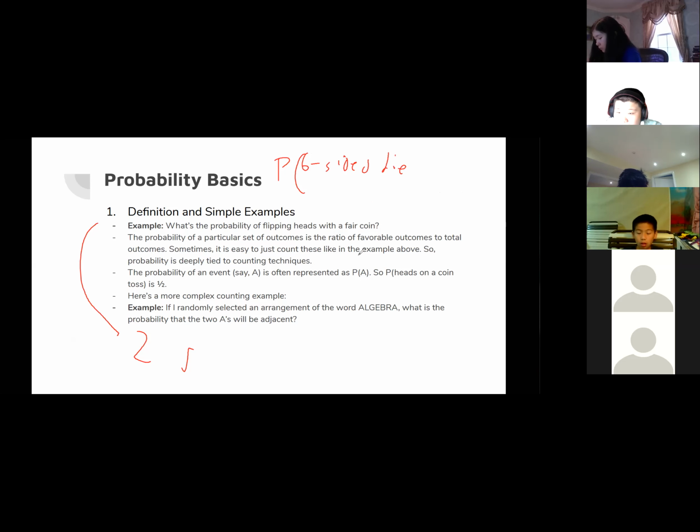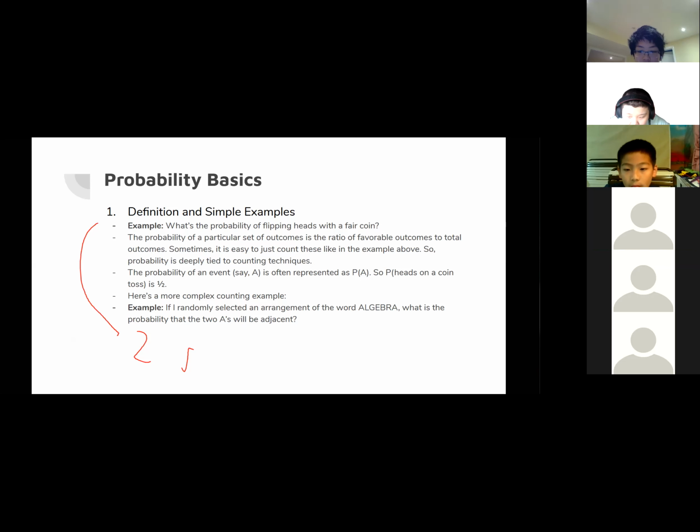Here's a more complex counting example, a reminder of some of the counting techniques we used before. If I randomly selected an arrangement of the word algebra, what is the probability that the two A's will be adjacent? Please try this problem. Because it's about halfway through the class, we'll have a 5-minute break after this problem. Just try and calculate this.